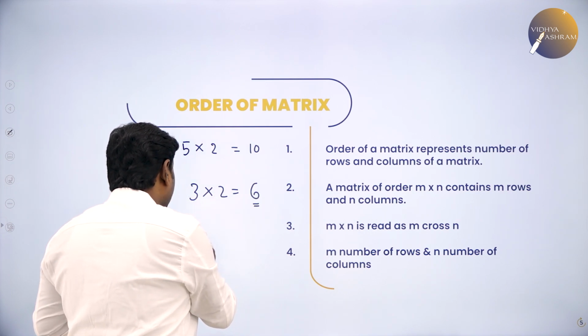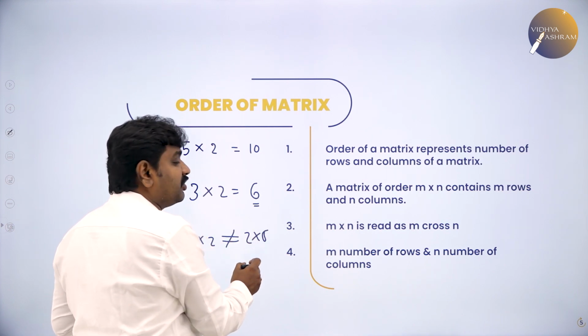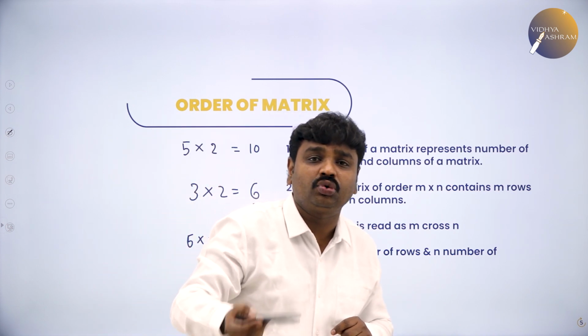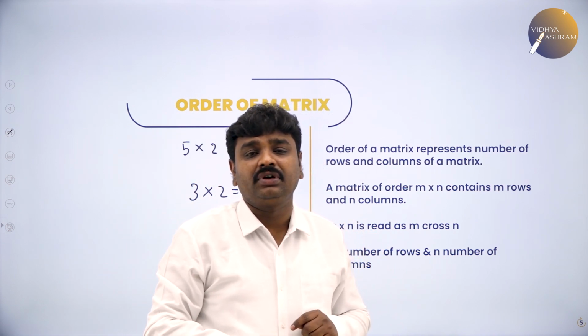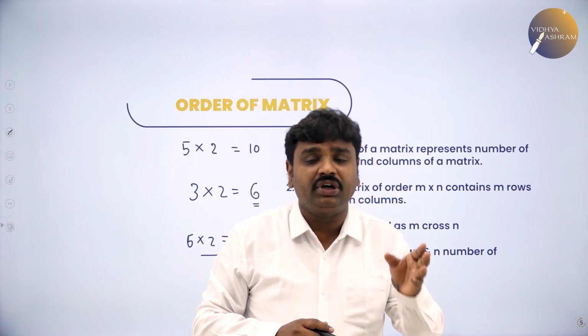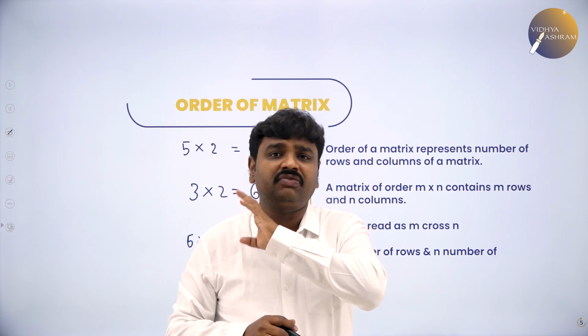But 5 cross 2 and 2 cross 5 are not the same. The number of elements will be the same, but the order is different. 5 cross 2 means 5 rows 2 columns. 2 cross 5 means 2 rows 5 columns. So what is meant by the order of a matrix? Number of rows into number of columns. Always we should say the number of rows first, then the number of columns.